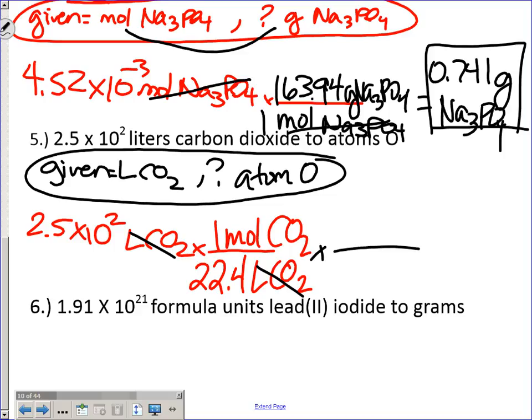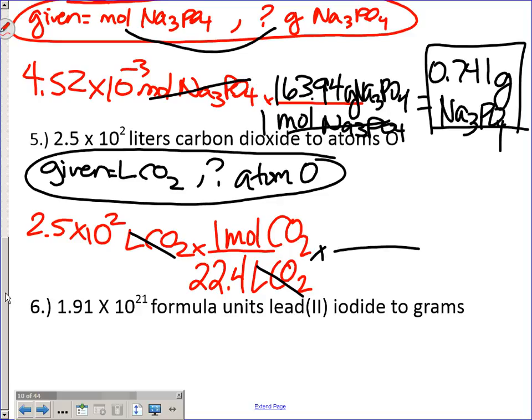Now I have moles of CO2. Moles of CO2 doesn't necessarily relate to atoms of oxygen, but if I'm in the mole here, I could go where next? To the number. Now, if I'm going from mole to number, what's the appropriate term to describe CO2? An atom, a formula unit, or a molecule? Molecule, because it's covalent. So we're going to go to molecules next. Awesome. You guys are getting it. You're connecting the dots here.